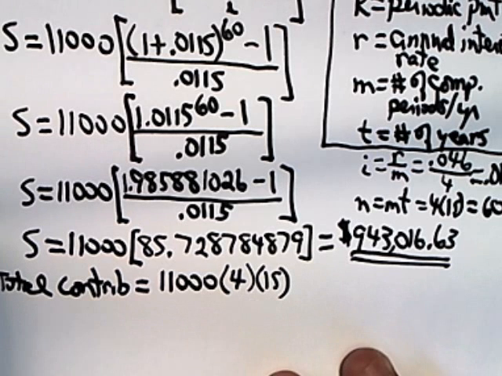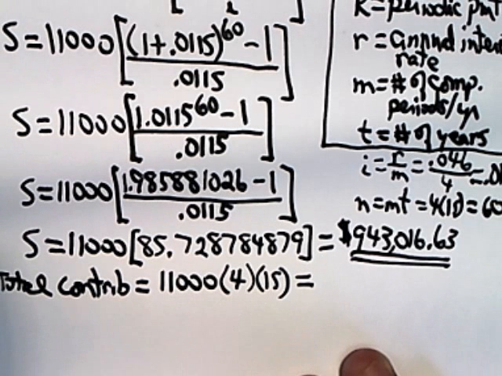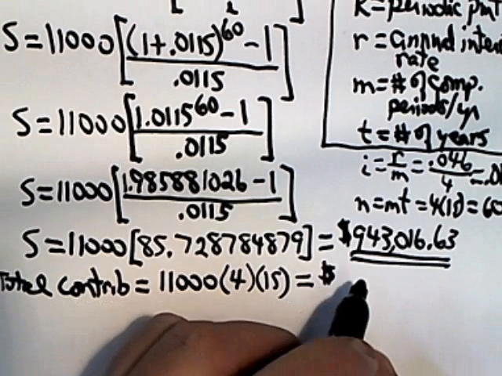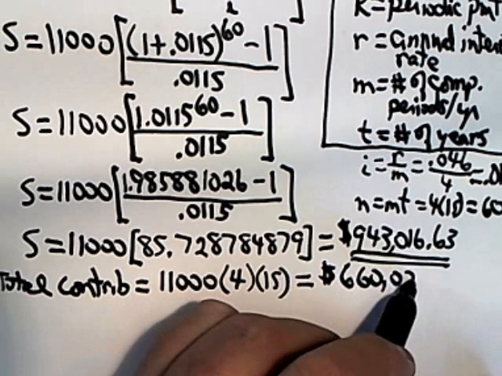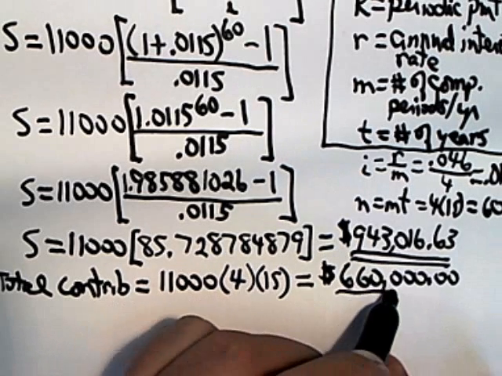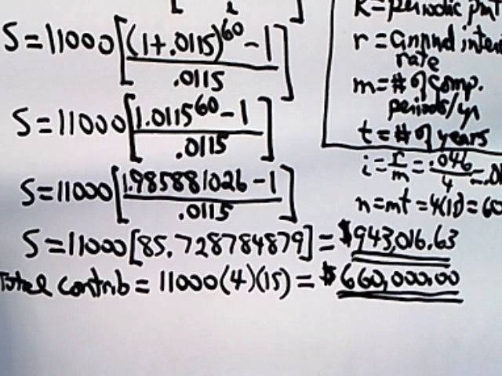In other words, 4 times 15 is 60, and 60 is just going to be the small n. So it's really the periodic contribution times small n, but small n is just m times t. So you end up with 11,000 times 4 times 15, and again, that's such a simple calculation. I won't bother to pull the calculator out, but what you end up with is $660,000, and that's the amount that this person actually contributed directly to that annuity themselves.